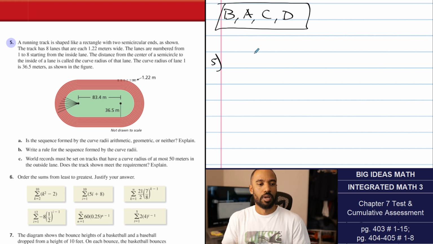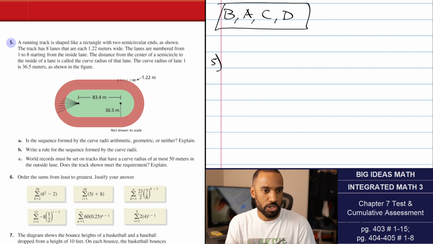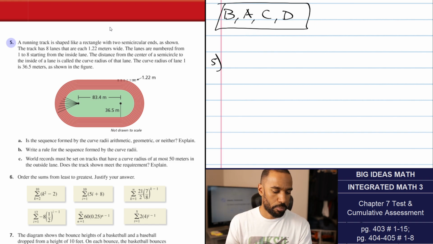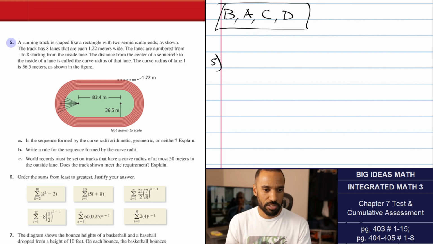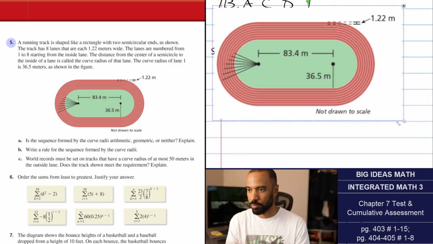Number 5. A running track is shaped like a rectangle with 2 semicircular ends as shown. The track is 8 lanes and the lanes are each 1.22 meters wide. I wonder if that's a fact. I'm going to assume so. It's not drawn to scale, though, but I'm going to copy and paste this over.